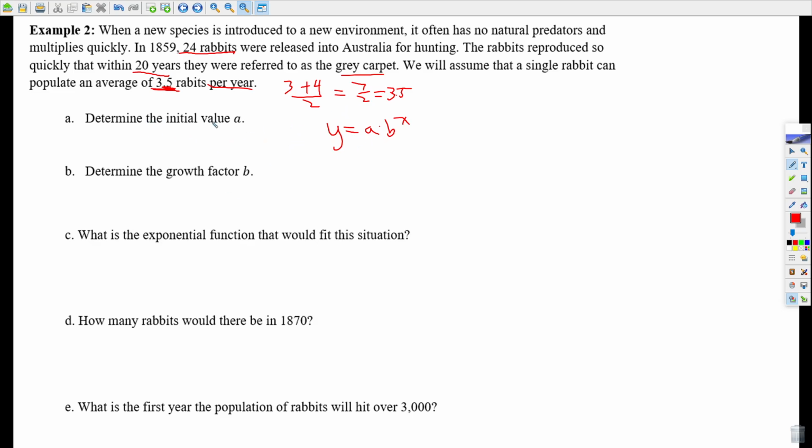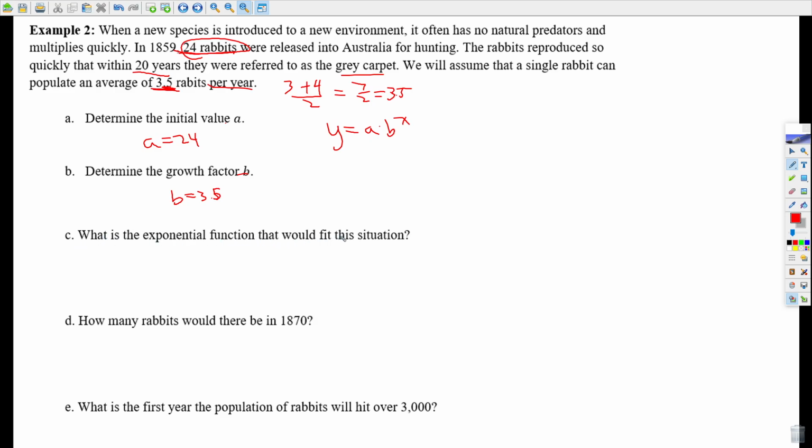That's good. What's the initial value a? So how many rabbits were released? The initial value, the starting point. That's up here. 1859, it was 24 rabbits. So a is 24. We're basically going to build this equation. Determine the growth factor, b. That's how fast are they growing each year. That comes from up here, 3.5. So b is 3.5.